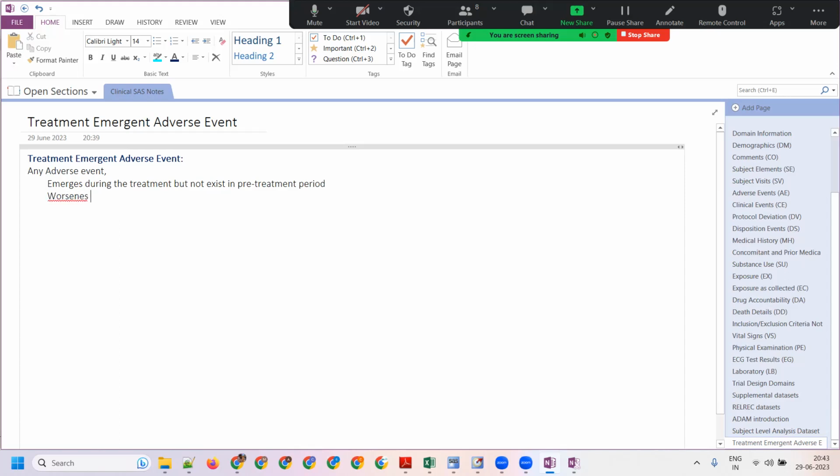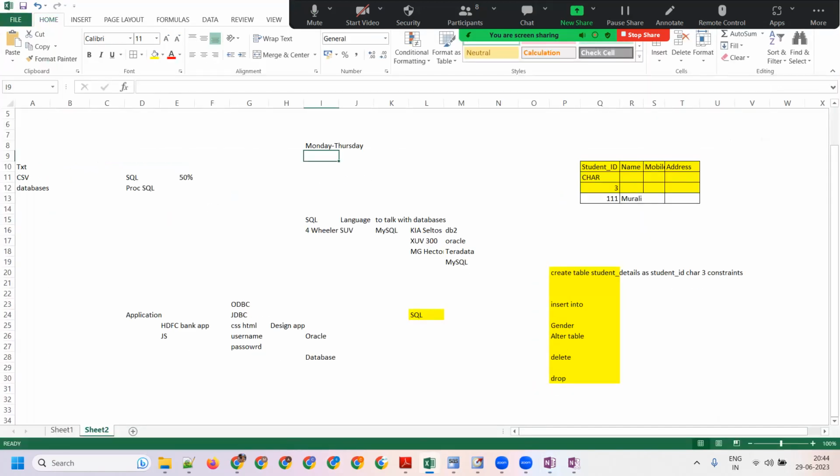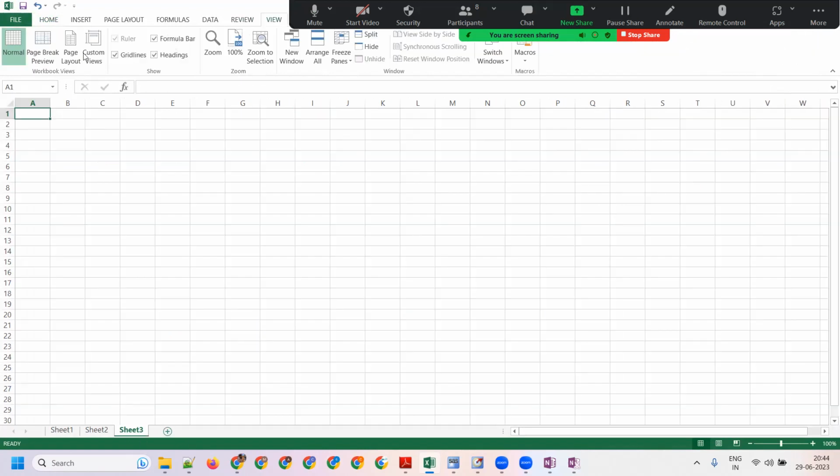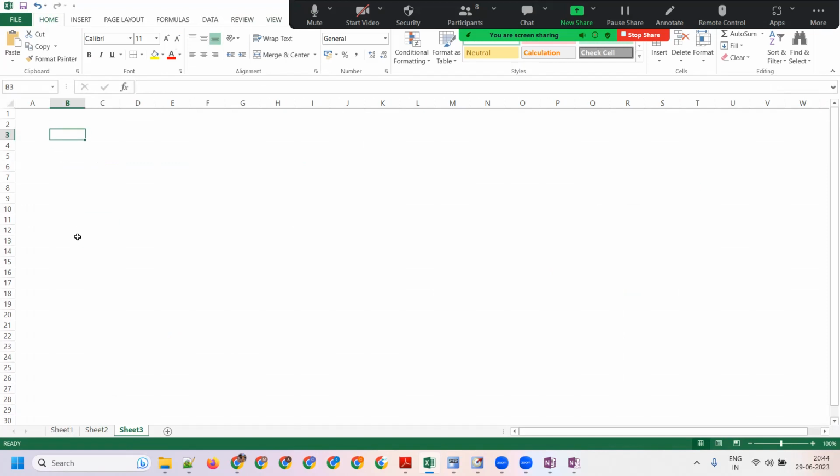It worsens relative to the pre-treatment state. What is the meaning of this? The severity of the adverse event has been increased or altered. I mean, if it is worsening, it is definitely increasing. So because of the treatment, the adverse event severity has increased. Wonderful. So how do I know which one is before the treatment or after the treatment?